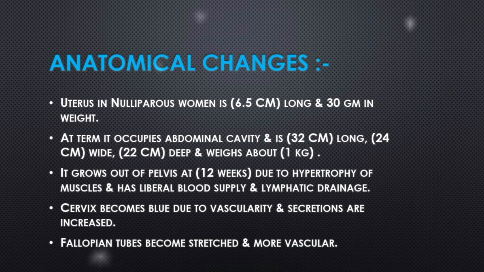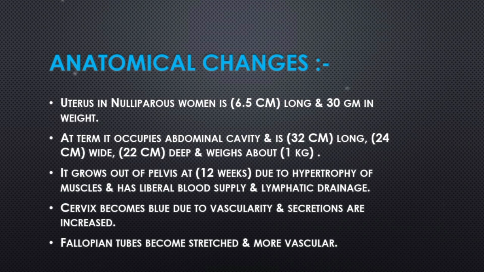Here is a list of a few anatomical changes. The first point mentions the uterus in nulliparous females, that is, non-pregnant females, the female who has never been pregnant. The uterus in a nulliparous woman is about 6.5 cm long and 30 grams in weight.